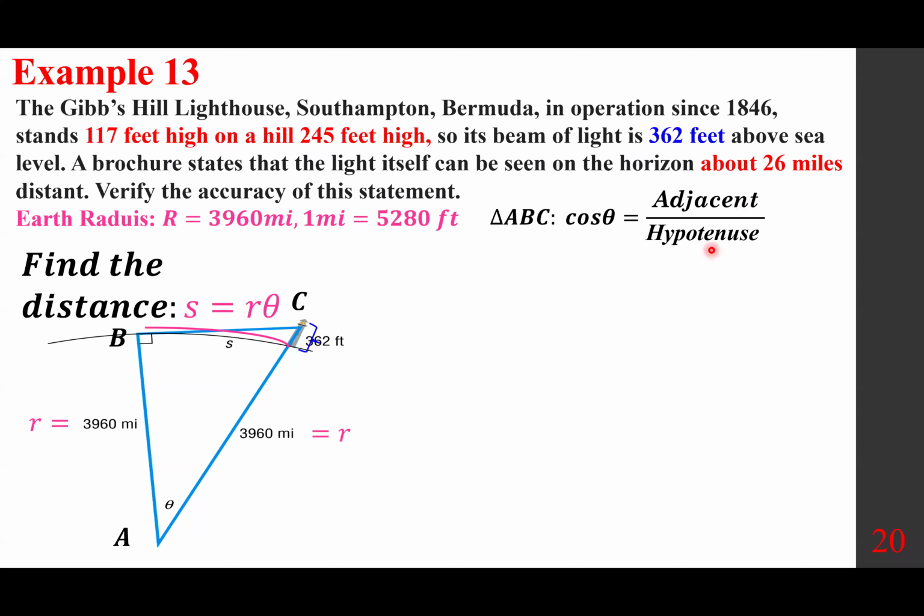Now, what is adjacent to theta? It is the radius of the Earth. What is the hypotenuse? It is the radius of the Earth plus 362 feet, which has to be divided by this number to become a mile. So cosine theta, the adjacent is this number 3960, and the hypotenuse is 3960 plus this number divided by this number. Why are we dividing this? Because this is in feet, 362 feet, but this is in miles. That's why you divided, everybody. So pay attention as to why we divide by 52.